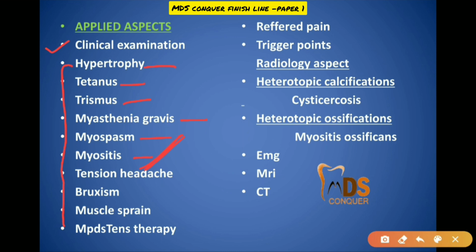So what is the treatment plan for myospasm? Then tension headache. In tension headache also, you can see that the masseter muscle and the temporalis muscles can be involved. And in bruxism patients also, you'll see muscle pain and muscle sprain. Again, the main important thing you can mention is myofascial pain dysfunction syndrome, and in that, you can write about TENS therapy treatment.